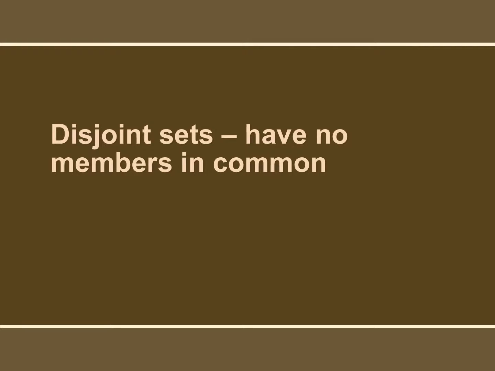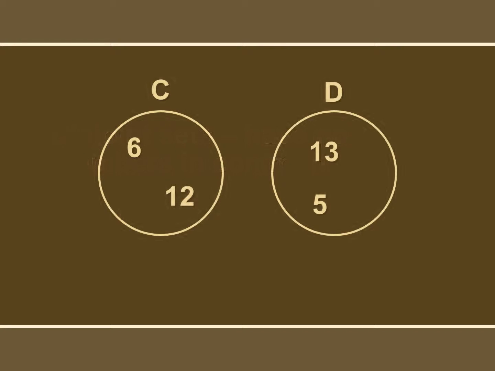We have something called disjoint sets. Disjoint is kind of like where things don't coincide, so they have nothing in common. Disjoint sets have nothing in common. For example, set C has 6 and 12 in it, and set D has 13 and 5 in it. Those two sets have nothing in common, so we would say they are disjoint sets.